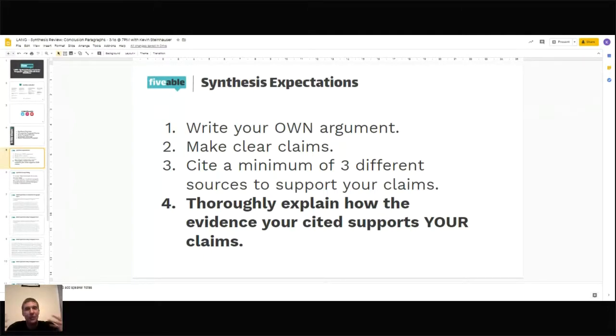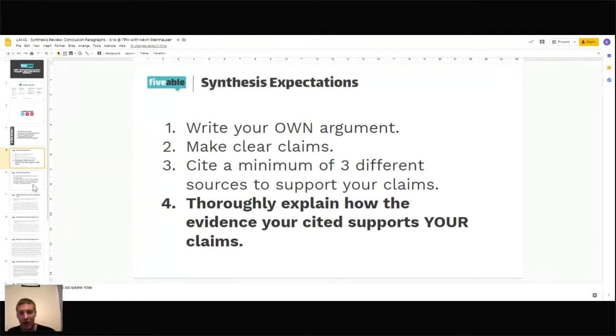If you don't have time to talk about every source thoughtfully, choose the ones, because this is, again, a 40-minute essay plus 15 minutes timed reading of the sources. If you don't have time to do this, choose the sources you have the most to say about. And that leads me into step 4 here of the expectations. Thoroughly explain how the evidence you cited supports your claims. That's where you earn your score. It's not about citing the sources, although you have to cite at least 3. It's about what you do with the sources.